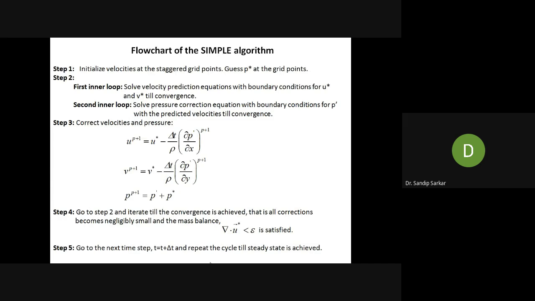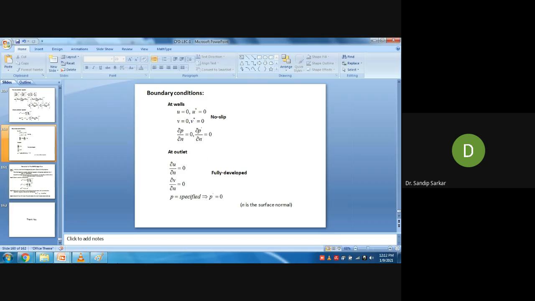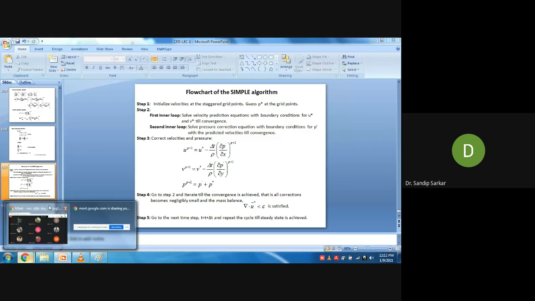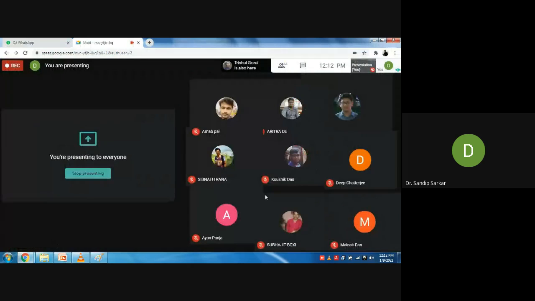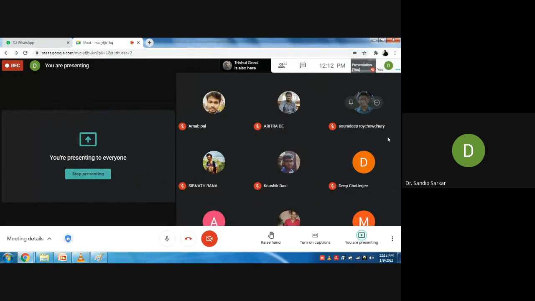So in a nutshell, what is the flow chart for the SIMPLE algorithm? Whom to ask? I can also read it out. I want someone of you to read. Whom to ask?